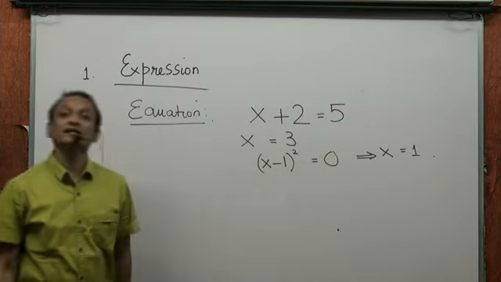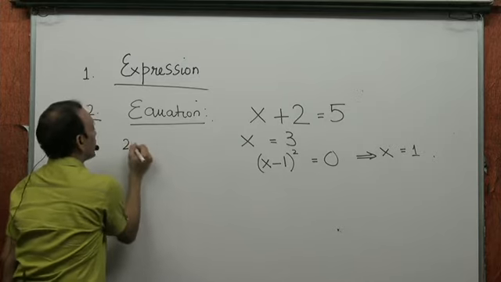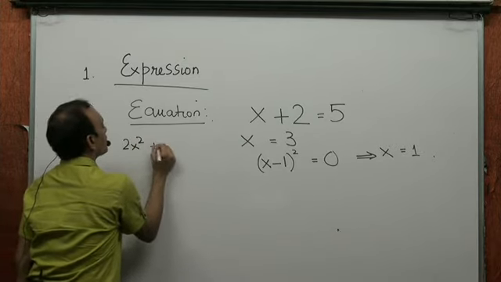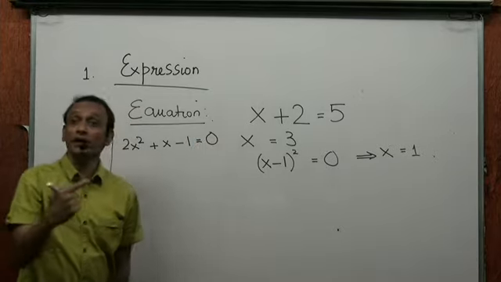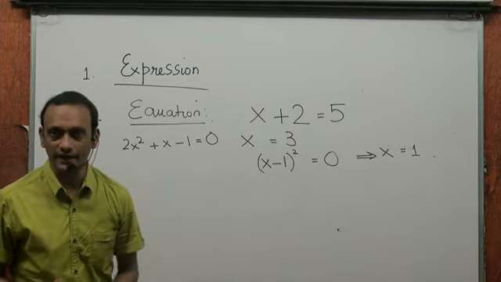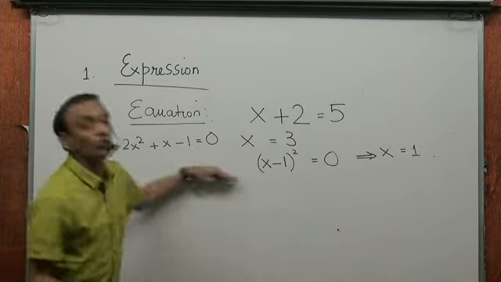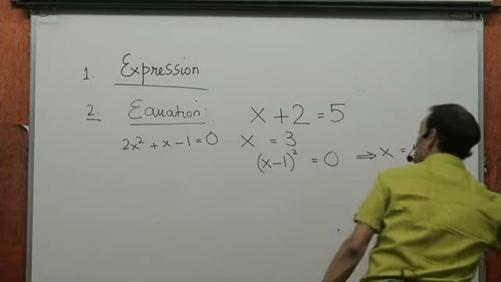That's an algebraic equation. Something like 2x squared plus x minus 1 equal to 0 is an algebraic statement true only for certain set of values of x, right? And therefore this also is an equation. Right?